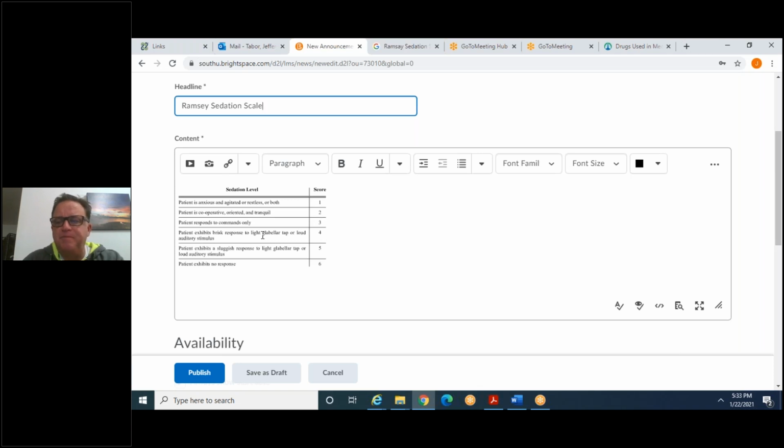But again, drugs that have short half-lives like Diprivan are good to use with ventilated patients because of the short half-life, because it's easy to increase or decrease their sedation level and to do the Ramsey scores.